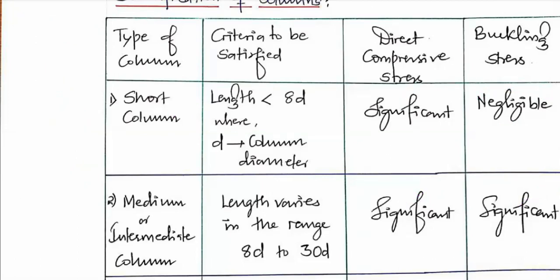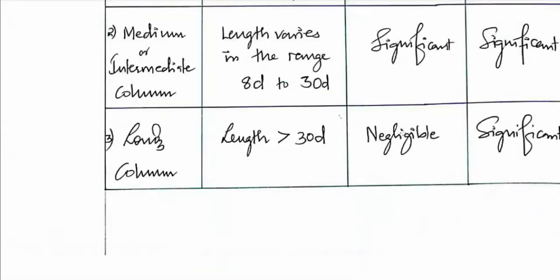Next, the third case is for long column. For long column, it is the other way. Here, the direct compressive stress becomes negligible and the bending stress becomes more significant or dominant. For long column, bending stress is more dominant, and that is the reason we'll consider only that particular stress, and I'll directly neglect the compressive stress. So this table is very important for you. You need to thoroughly remember this table in order to understand the entire concepts of columns.